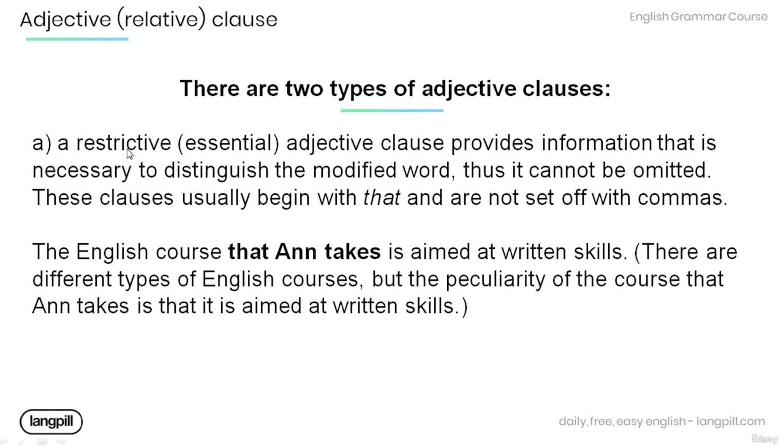A. A restrictive or essential adjective clause. Now, a restrictive or essential adjective clause provides information that is necessary to distinguish the modified word. Thus, it cannot be omitted. Now, these clauses usually begin with that and are not set off with commas. Have a look at the example over here.